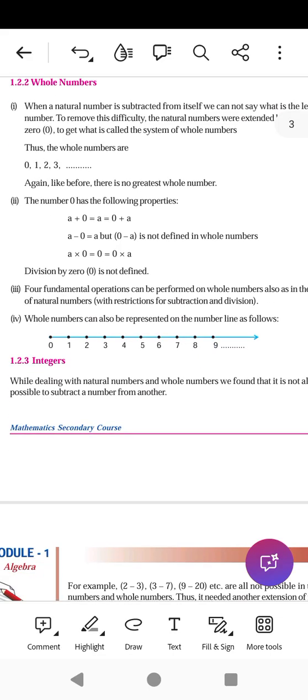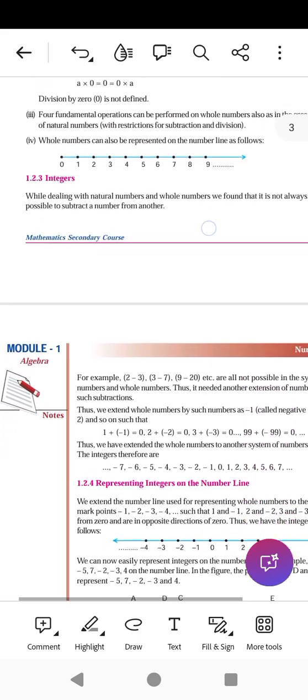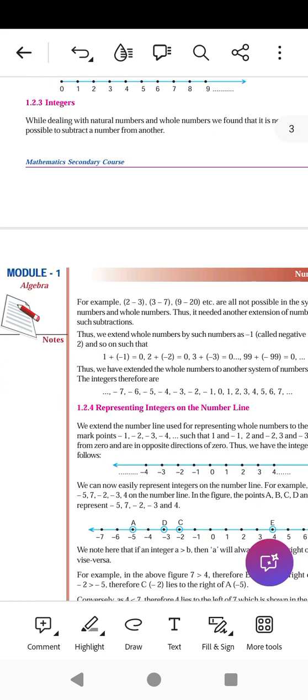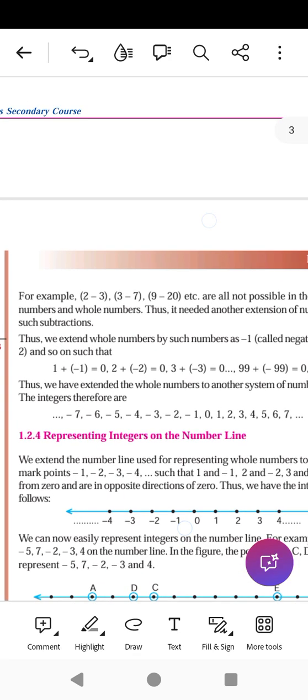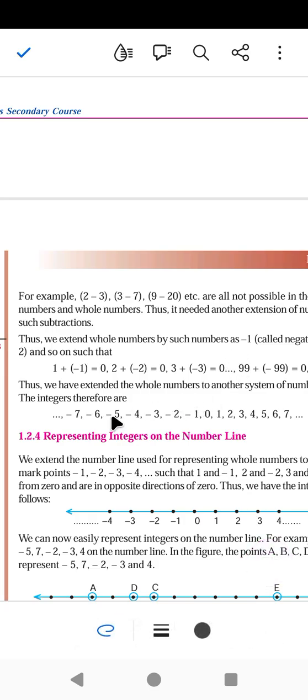Then we have the set of integers. The set of integers are the whole numbers, the natural numbers, and their negatives. For instance, we have this: can you see this is -7 up to -1, 0, 1, 2, 3. They are all the set of integers. Mathematically, the symbol for integers is Z. That is the set of integers.